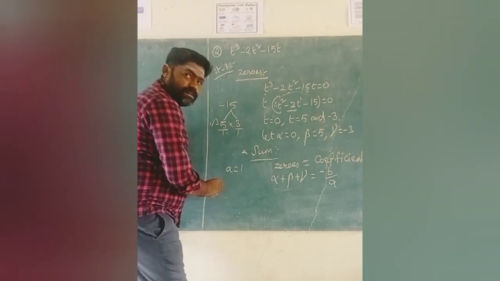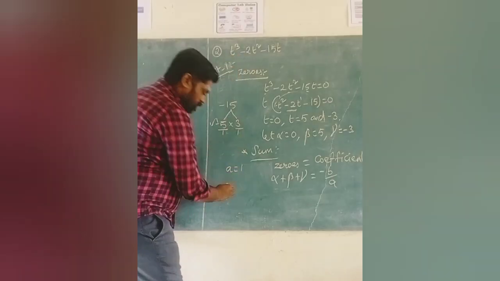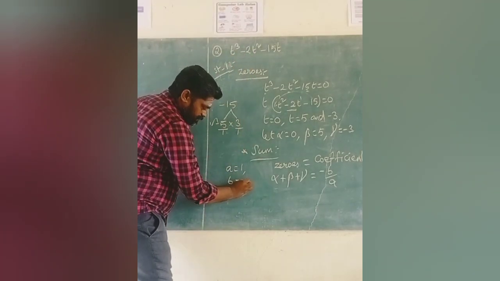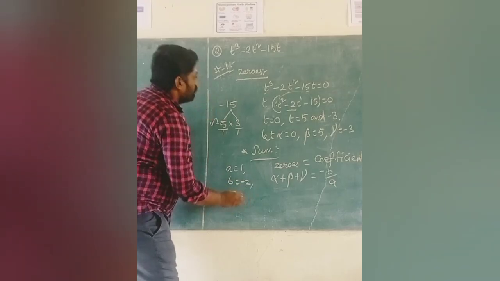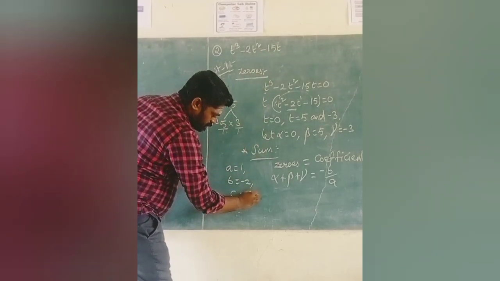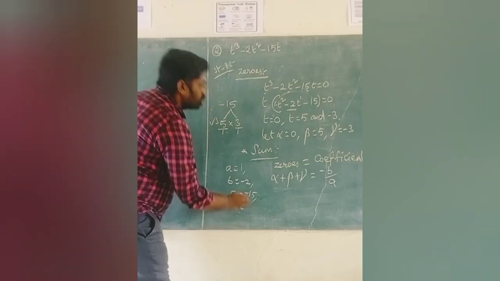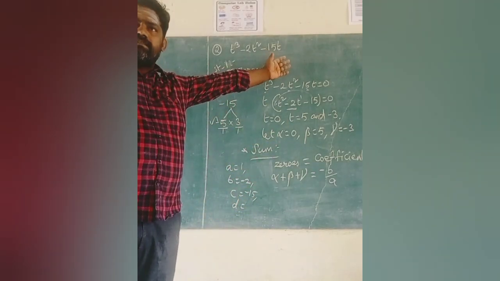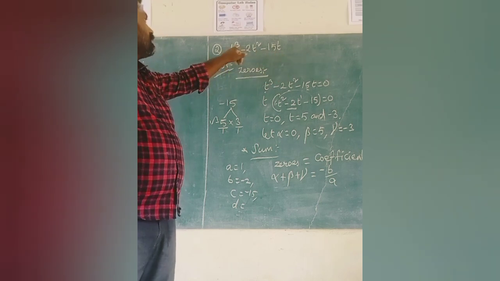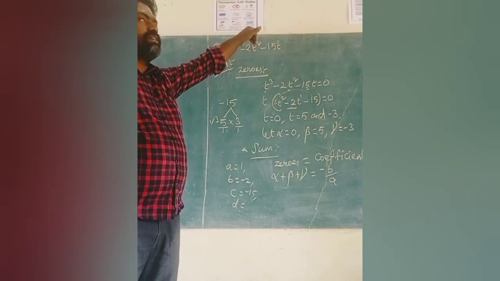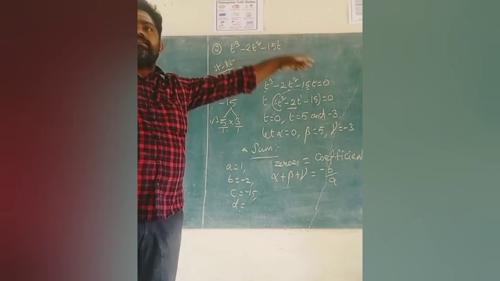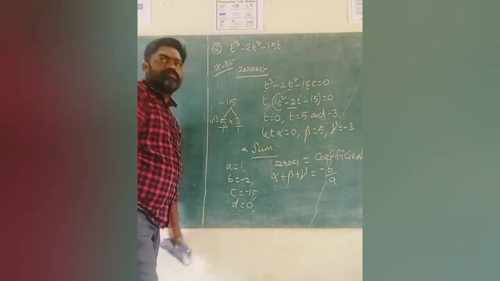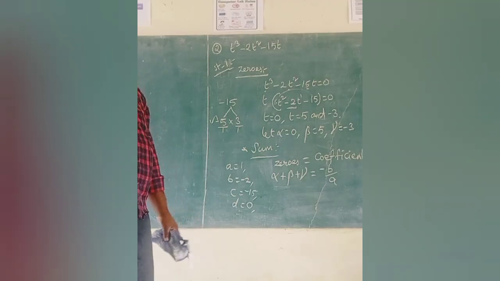1, isn't it? The coefficient of T cube is 1. And what is the B value? -2. And the C value? -15. And what is the D value? D is a constant term. Is a constant term there? No. So what are the terms? The T cube term is there, the T square term is there, the T term is there, but the constant term is not given. Then let us take the D value as 0.